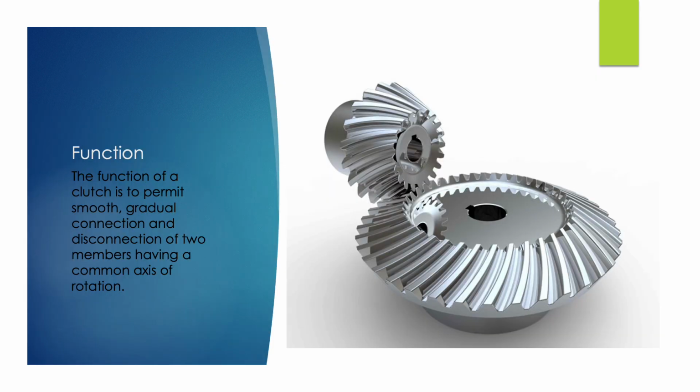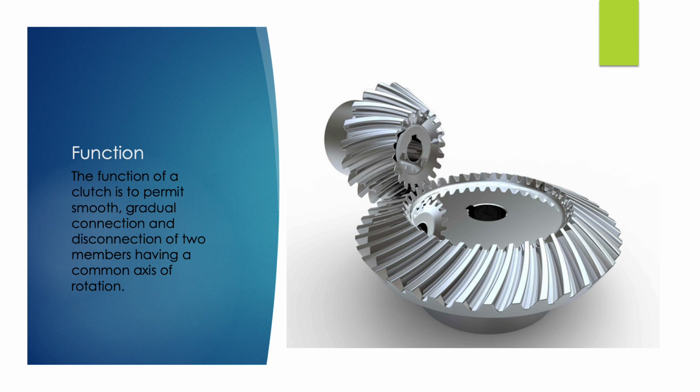So now with the introduction and objectives out of the way, we can start with what is the function of the clutch. The function of a clutch is to permit smooth, gradual connection and disconnection of two members having a common axis of rotation. So basically, we have an axis of rotation like a shaft, which rotates while connected to a power source like an engine or a motor, with the purpose of transmitting this power gradually and smoothly to another shaft. For the most part, both shafts have a common axis of rotation.